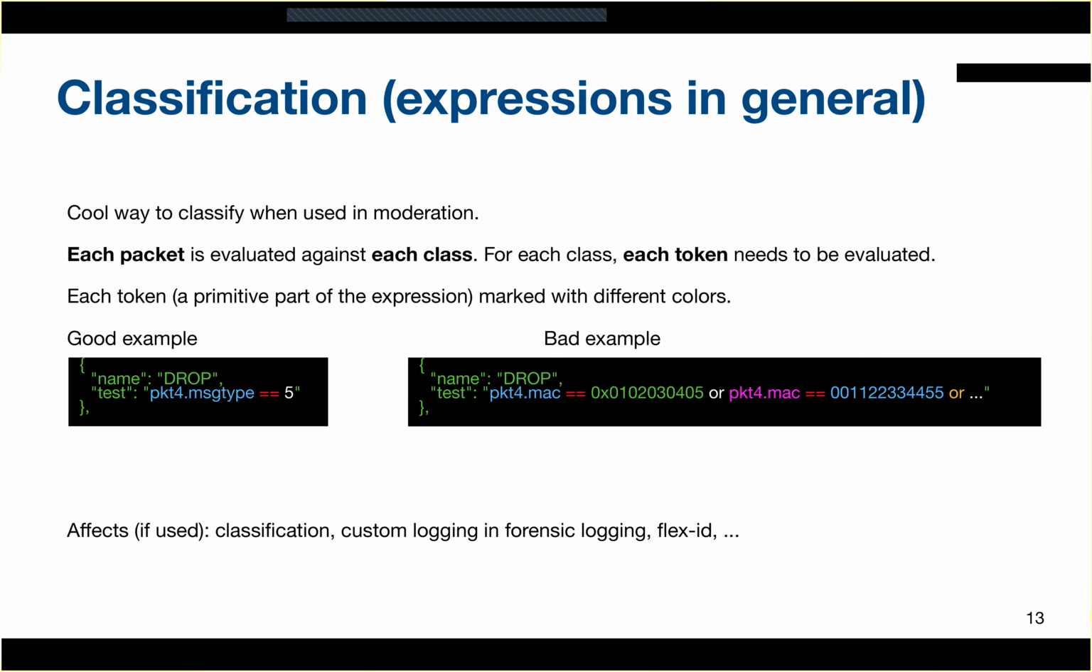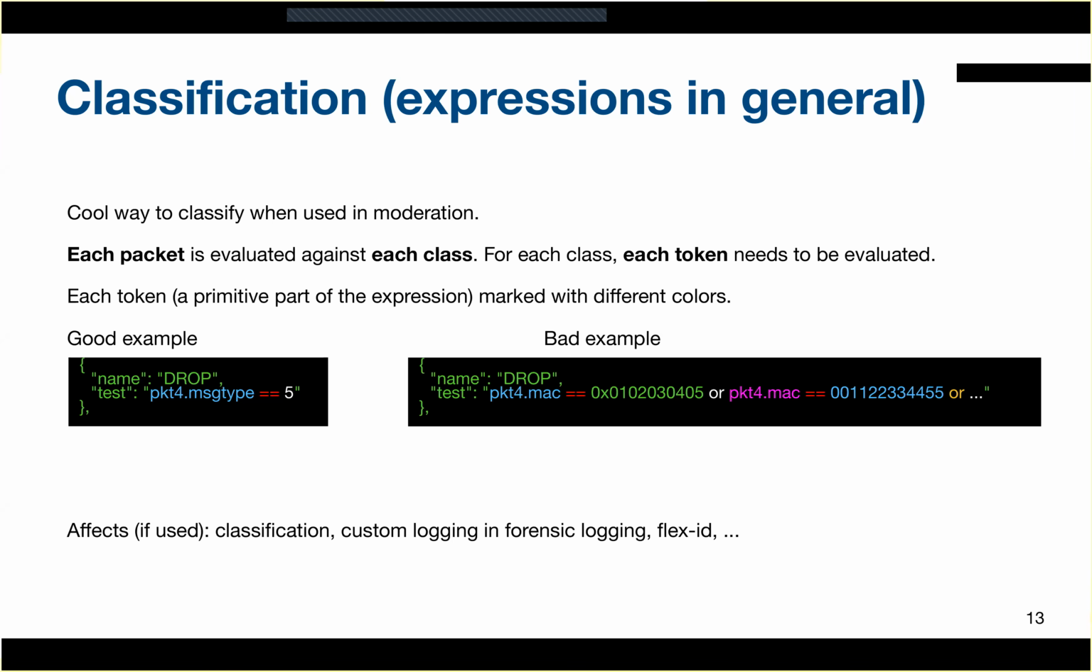So let's take a look at a good example here. You might define a class where the name of the class is drop, which is a special reserved name which tells Kea to drop those packets that match this expression. And this expression has packet message type equals 5. Speaking in terms of tokens, a token is a primitive, the most primitive part of an expression. So in here, there are 3 tokens. Packet message type, this is 1 token, equals, this is the second token, and 5, a constant value, is the third token.